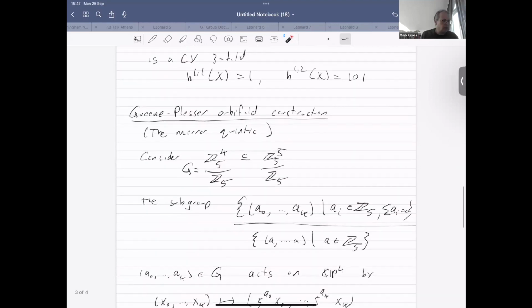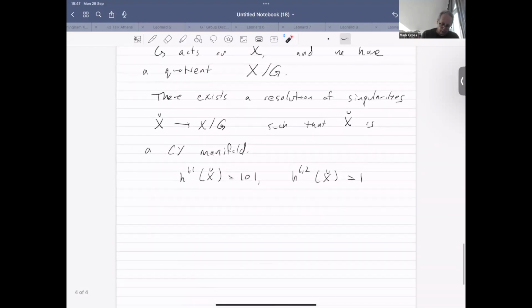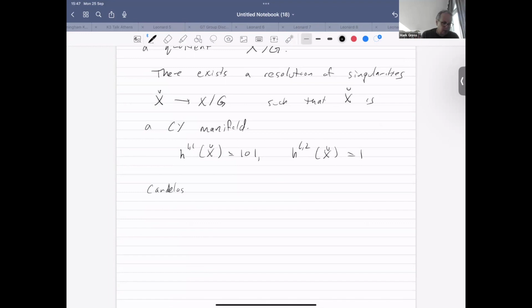And in fact, a different work, Candelas, Lynker, and Schimmrigk, also classified Calabi-Yaus in weighted projective space. So this is a generalization of ordinary projective space. And they found that there were many, many pairs which interchange the Hodge numbers.